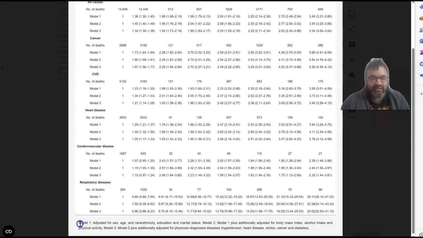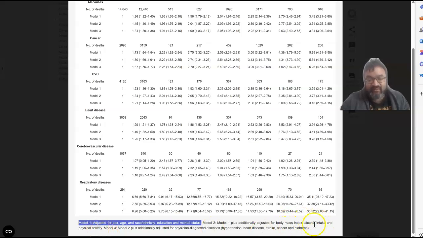So here is listed Model 1. Model 1 is adjusted only for age, sex, race, ethnicity, education, marital status. So basically, all the demographic variables are controlled for. Model 2, even after this is controlled, you want to control for additional variables. And when you control for additional variables, of course, you're going to have higher hazard ratio and confidence intervals. That's a given. However, Model 2 basically is Model 1 plus adjusting for BMI, alcohol intake, and physical activity.